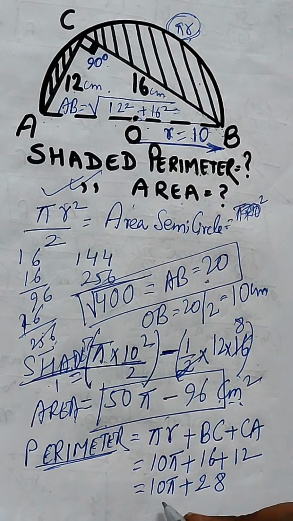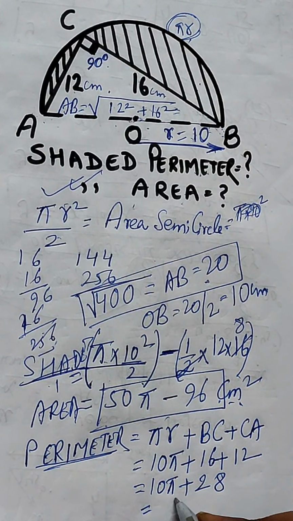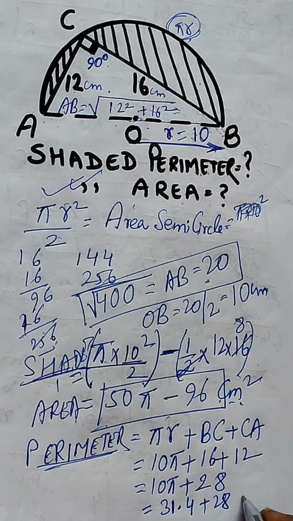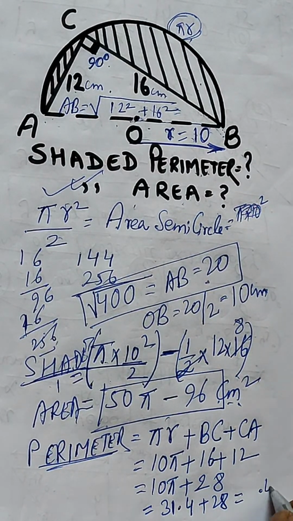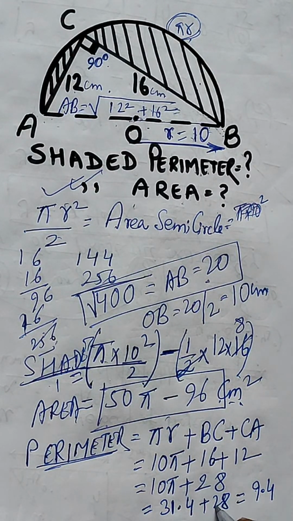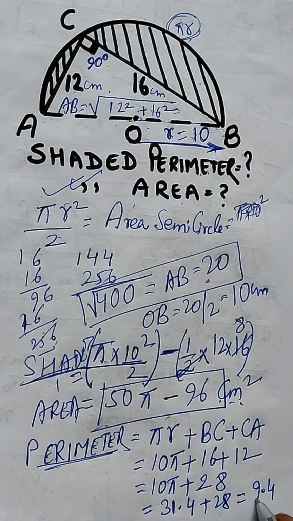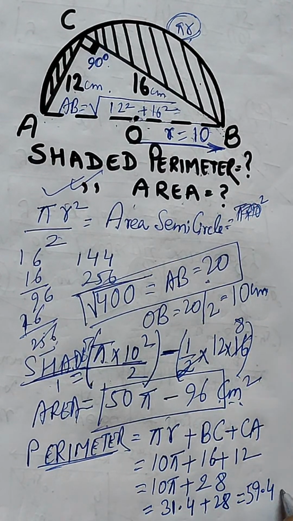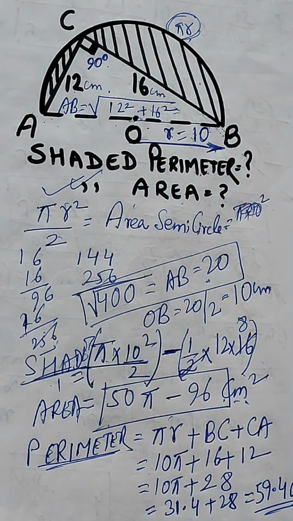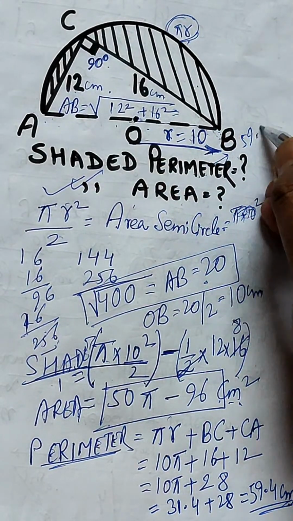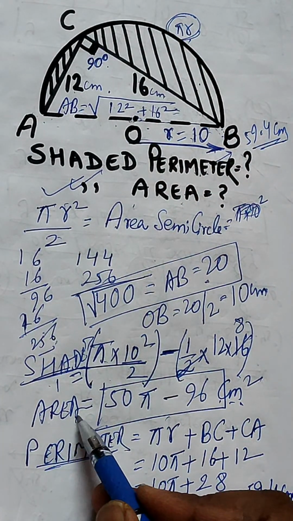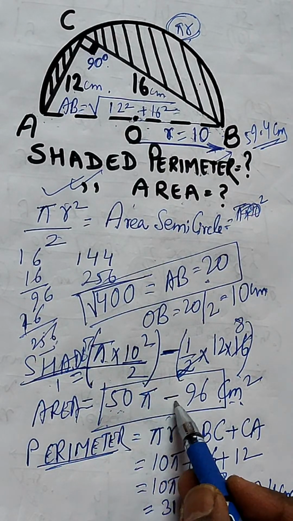28 plus 10 pi, and 10 pi is 3.14 into 10, that is 31.4, plus 28, which will be giving you 59.4. So 59.4 cm is the perimeter of this shaded area. This will be coming as 59.4 cm, right? And the area is calculated as 50 pi minus 96.